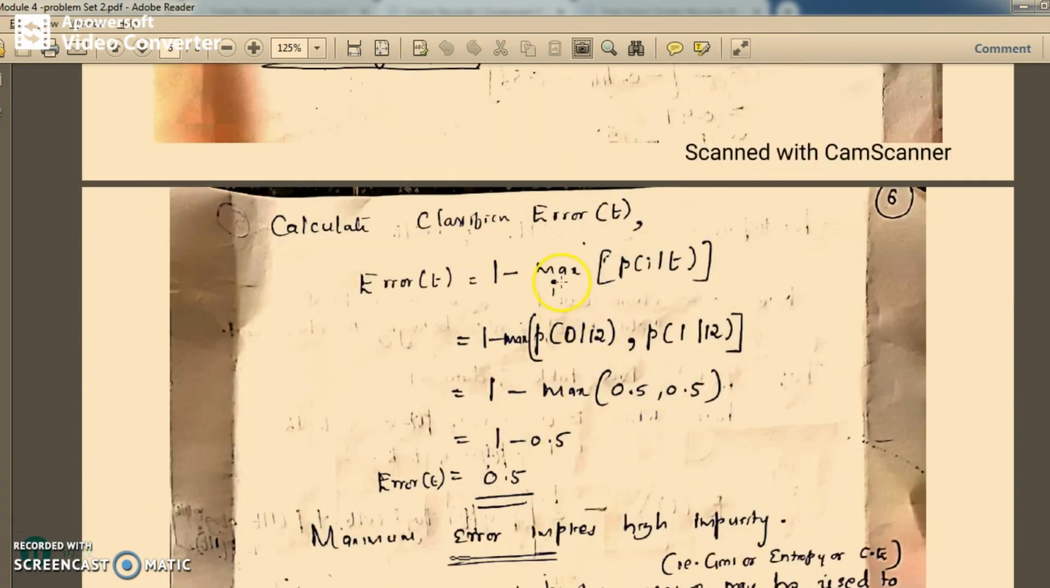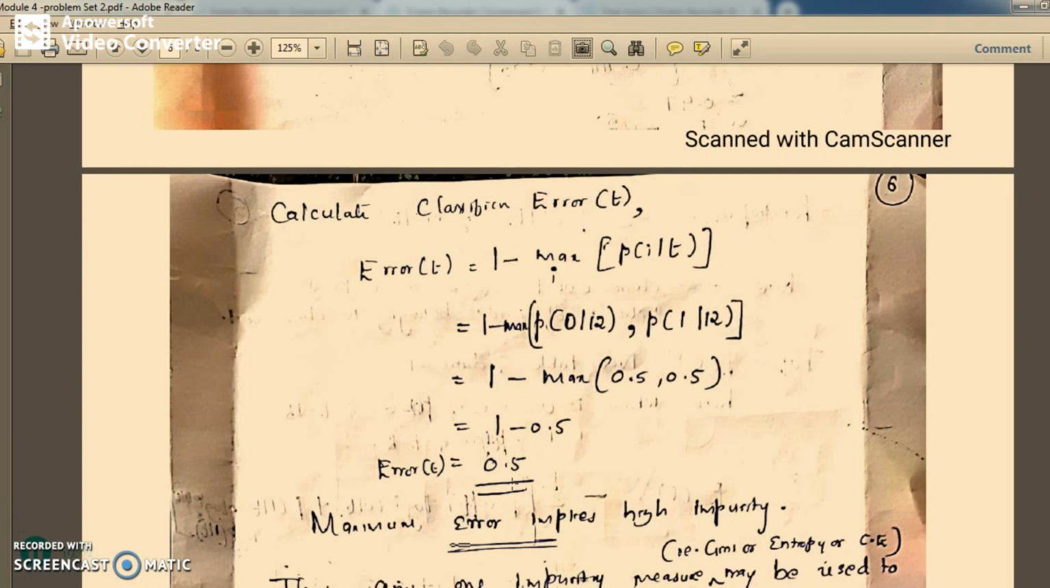Next we'll calculate classification error also. The classification error formula is 1 minus the maximum of the fraction of records. So you can see here the maximum of the class 0 record fraction and the class 1 record fraction. The fraction of class 0 is 0.5 and the fraction of class 1 is again 0.5. The maximum is 0.5, since they are one and the same. So 1 minus 0.5 is again 0.5. So here again it implies that it is not zero impurity, also not high impurity, but moderate impurity.